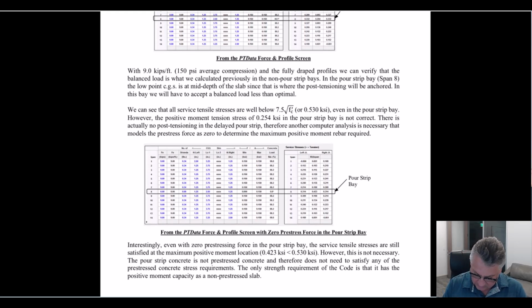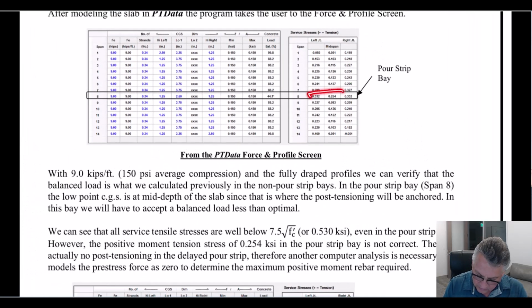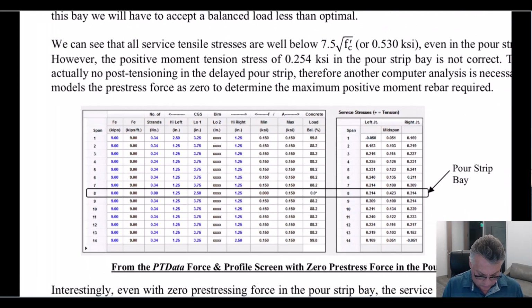So there's something a little deceptive that's happening here. If I come back up here, that 254 is what the stress is that PT data is calculating. But in reality, you don't have any F over A. You don't have any pre-stressing in that middle 3 feet. And that's actually exactly where this is telling you that it's calculated the stress. So it's not really correct. So what we do is we come back in and model that one pour strip bay with no pre-stressing in it.